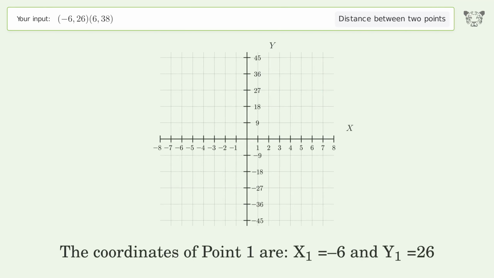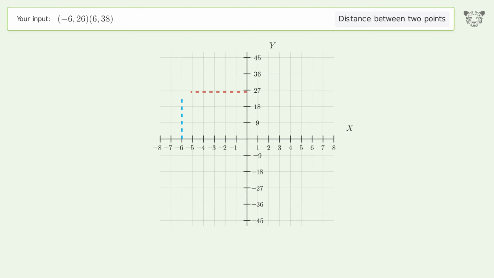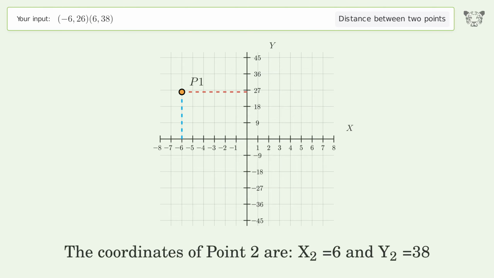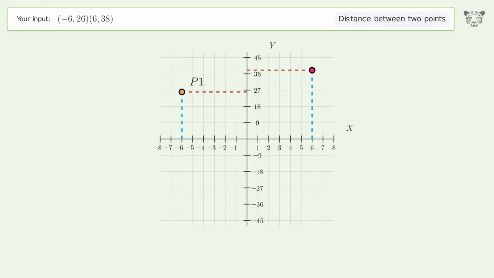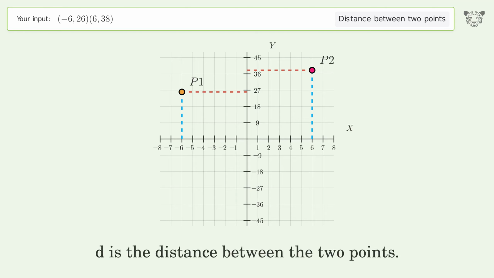The coordinates of point 1 are, x1 equals -6 and y1 equals 26. The coordinates of point 2 are, x2 equals 6 and y2 equals 38. D is the distance between the 2 points.